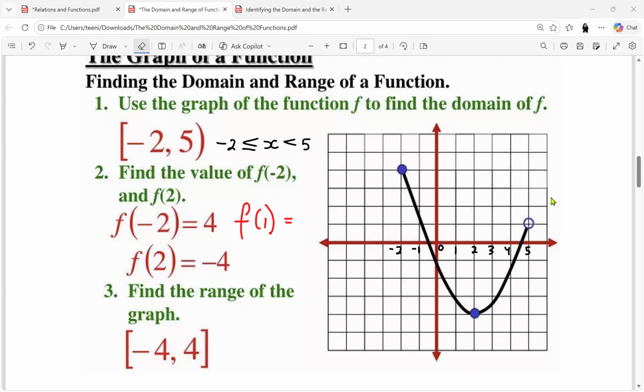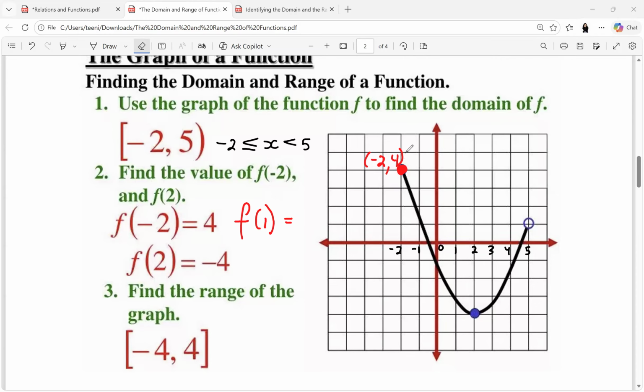So for example, if I put a point here, this point that is already on the graph, the coordinates of this point will be negative 2, 4, right? Because the x coordinate is negative 2, and then your y value is 4, right? So that point is negative 2 and 4.